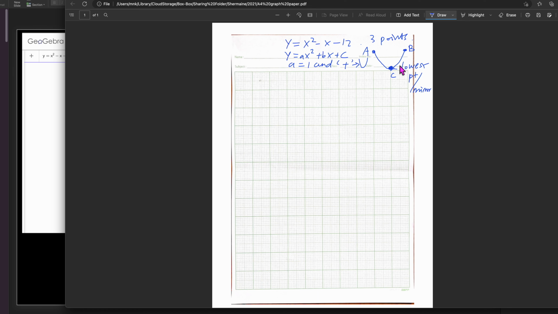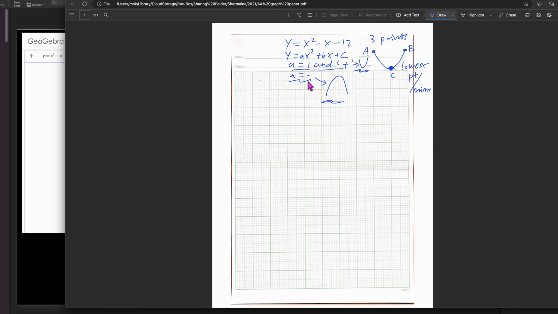Okay? So if your a next time is negative, the curve will look like a frown shape. So in order to determine the shape, whether it's a happy face or a frown, you look at a. A is positive, happy face. A is negative, frown face. So in this case, I draw it like this. A is positive, therefore it's a happy face. Therefore this point is called the lowest point.